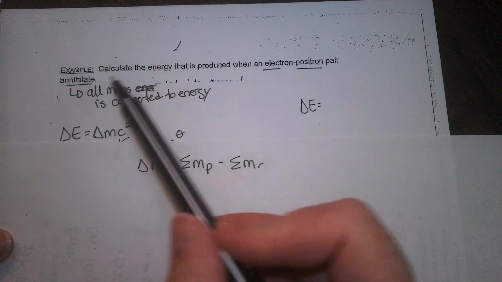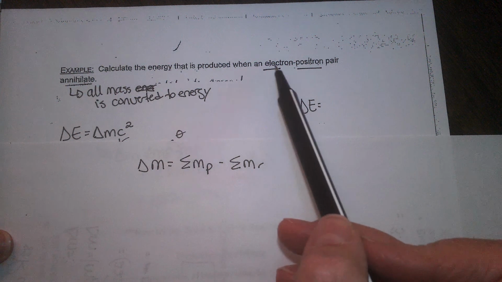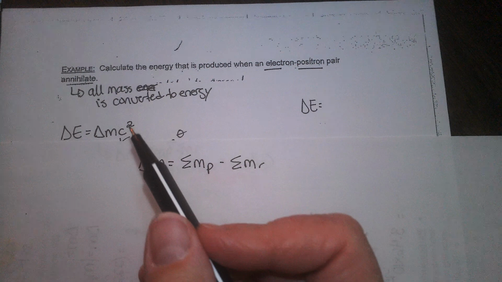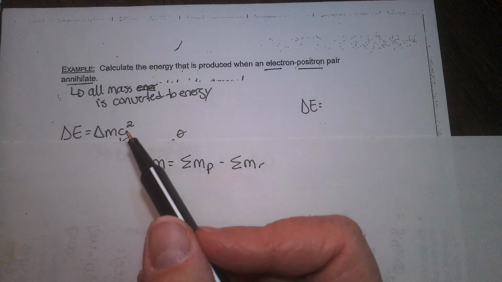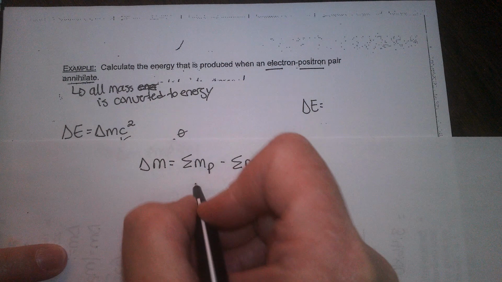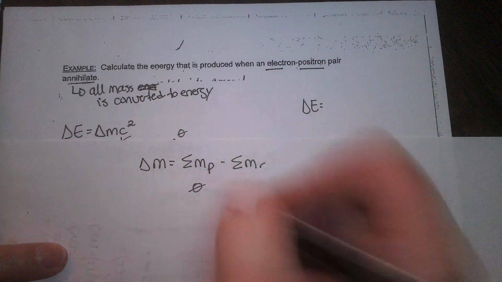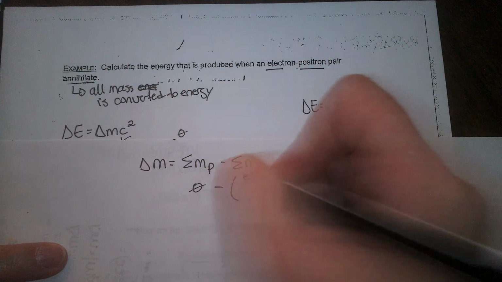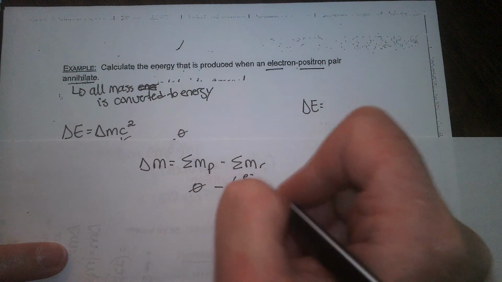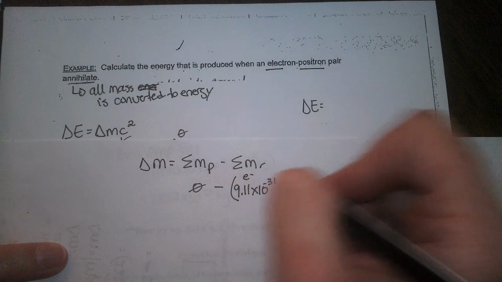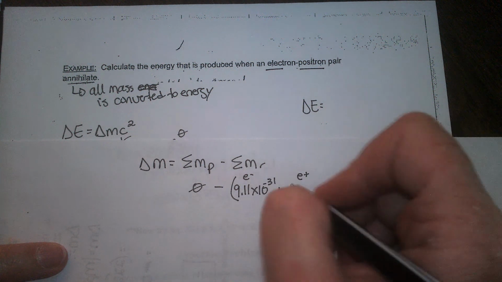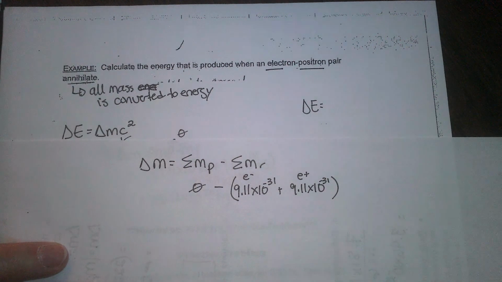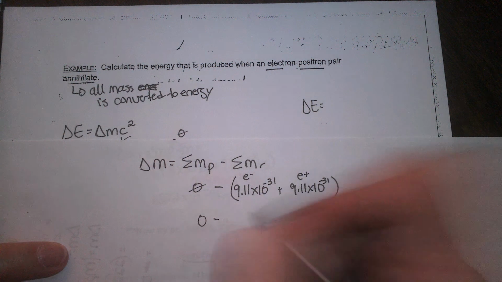When I look at the question, it says calculate the energy that is produced when an electron-positron pair annihilate. Annihilate means that there are no products. Everything went completely to energy. So there are no products. So then, what is the sum of the products? Well, there's an electron, or a reactant, sorry, and there's a positron. Those are the reactants.